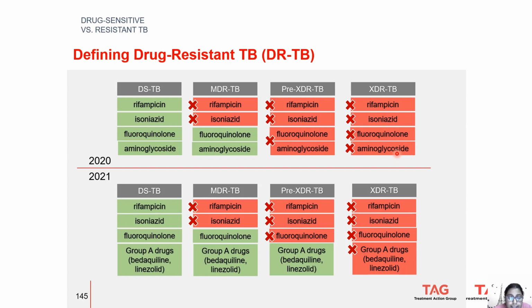And what is pre-XDR TB? Pre-XDR TB is basically caused by an organism that is resistant to all of these. It's pretty much similar. So research is going on, obviously, to find drugs that can target and eradicate XDR TB as well.